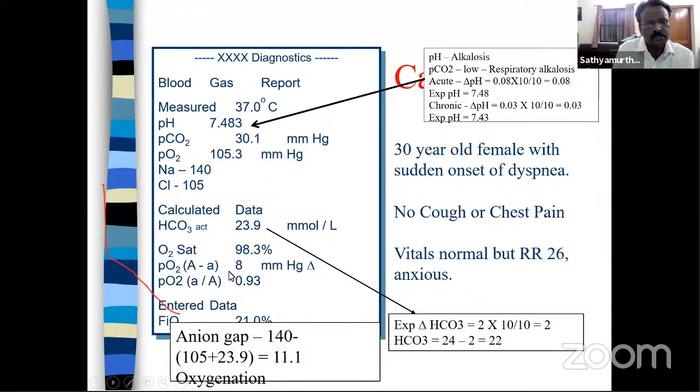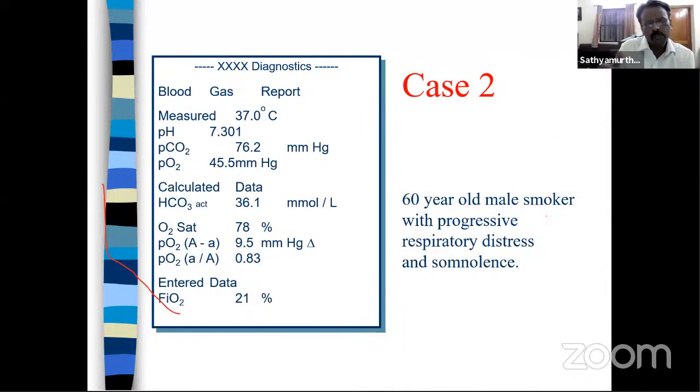Now look at the oxygenation. The patient is breathing at room air, and your PO2 is 105. So 105 is normal. So I don't think I have to go any further by calculating your AA difference. So next patient, let us go to the second patient.